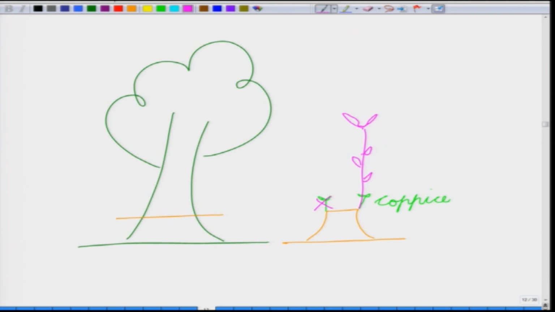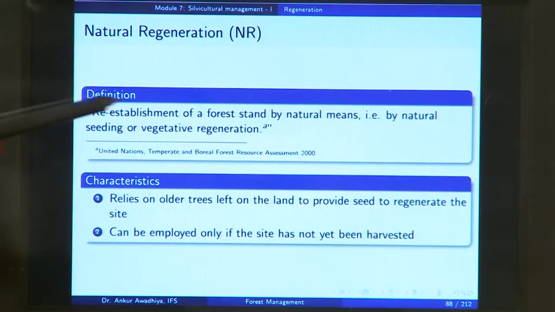So, after a while what you will see is that this portion has now formed into a new tree. So, this is a vegetative regeneration of the forest by natural means. So, it comes under natural regeneration.